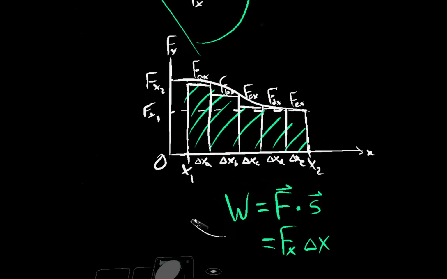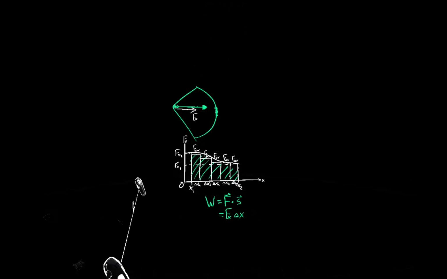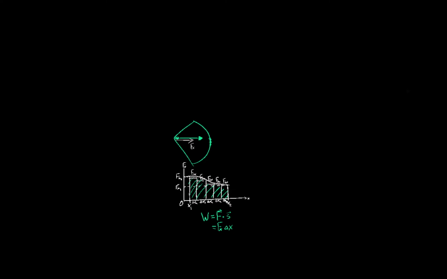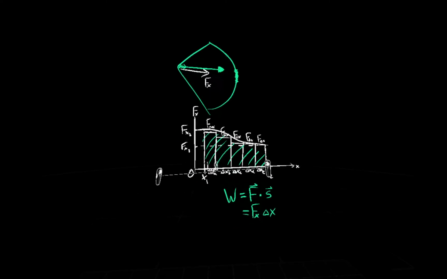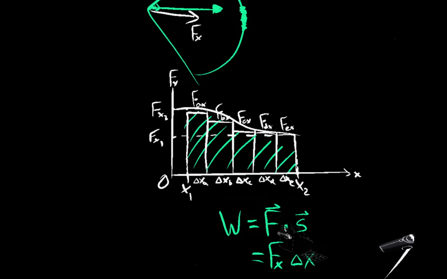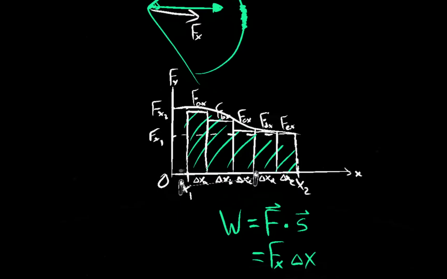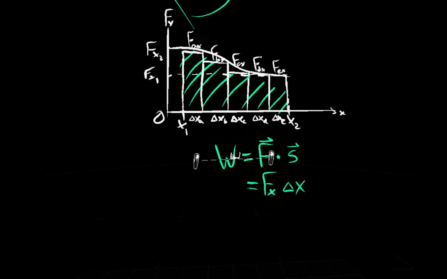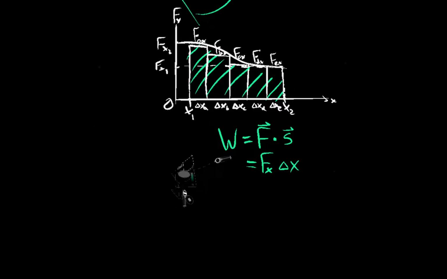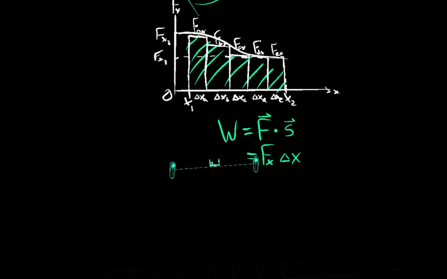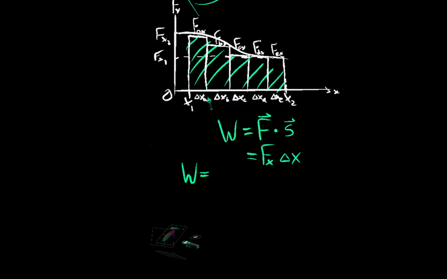And of course, the smaller the width of those columns that we're using to approximate it, the more accurate we get in finding the area under the curve, right? So what this translates to is, if we used these columns, then we would be saying that the work is equal to the summation of all of these different things.